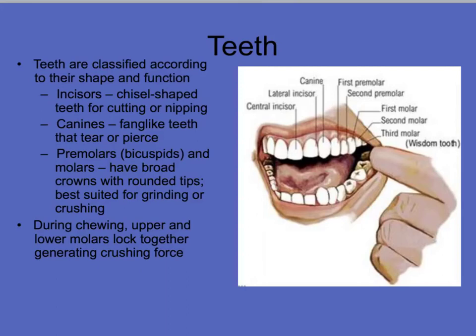Teeth are classified according to their shape and function. You've got incisors, which are good for cutting, canines, which are good for piercing, and then premolars or bicuspids, as well as your regular molars, are broad and are good for grinding and crushing.